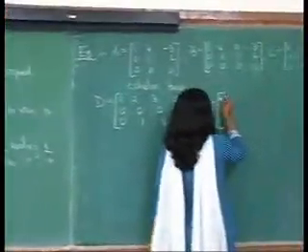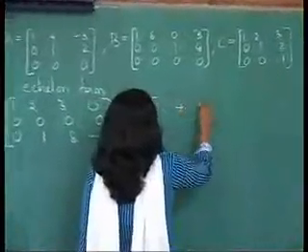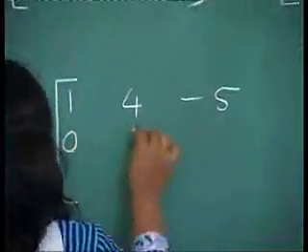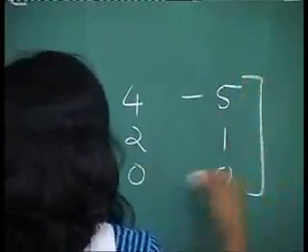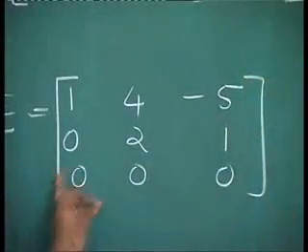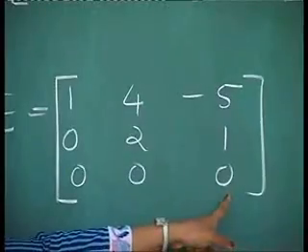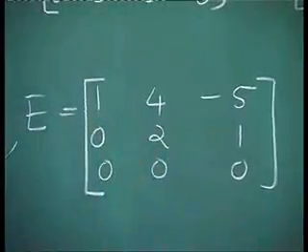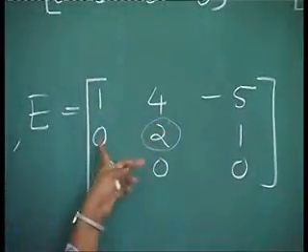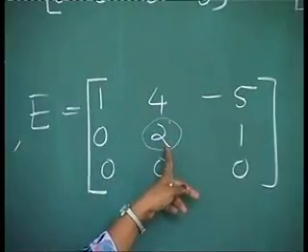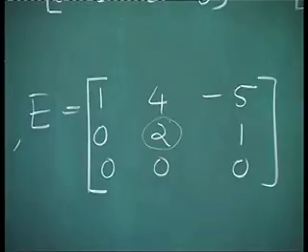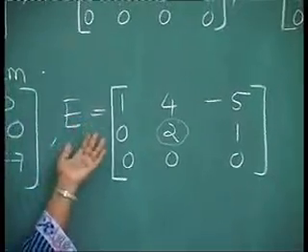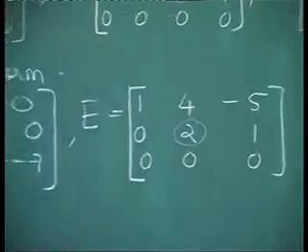let me take the matrix 1, 4, minus 5, 0, 2, 1, 0, 0, 0. Now, the zero row is at the bottom of the matrix. However, if you look at the first non-zero entry in the second row, it is not 1. And that's why the second condition is not satisfied, and hence this matrix is not in the echelon form.